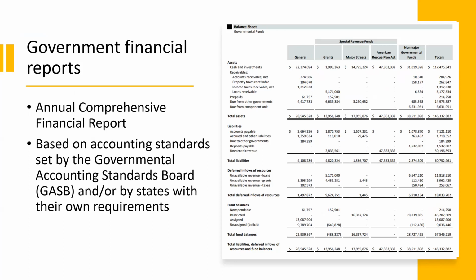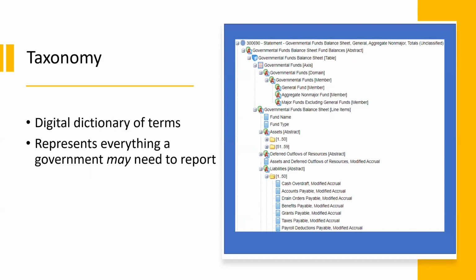Financial statements like these are based on accounting standards set by the GASB and/or by the state's own reporting requirements or accounting standards, like the state's chart of accounts. To transform a financial statement like the one we just saw into machine-readable data, the government will use a taxonomy, which is a digital dictionary of terms that represents everything that a government may need to report on their ACFR.